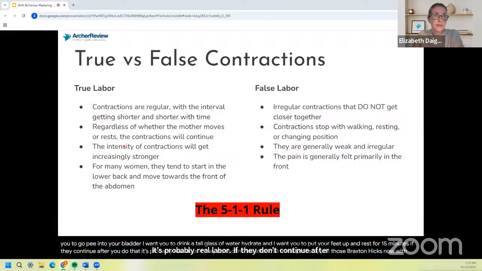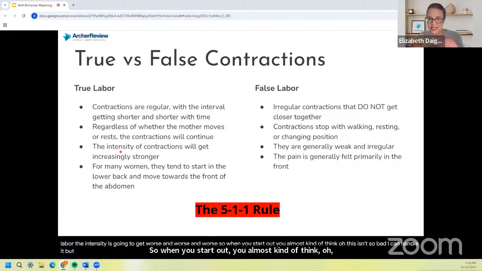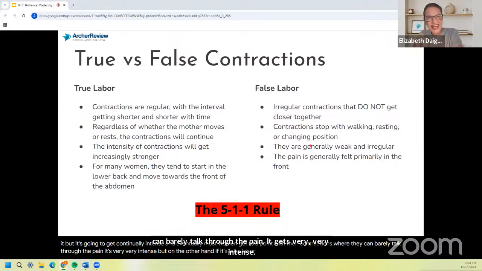Now, with true labor, the intensity is going to get worse and worse. So when you start out, you almost kind of think, oh, this isn't so bad, I can handle it. But it's going to get continually more intense. Eventually, most women get to a point with their contractions where they can barely talk through the pain. It's very, very intense. But if it's false labor, it's not going to be that bad. It's weak, it's irregular, you can function through it.